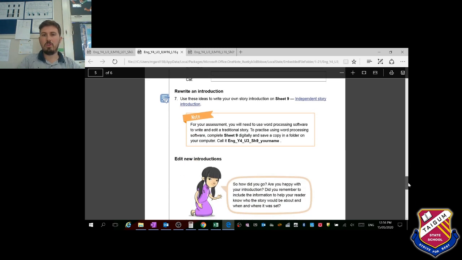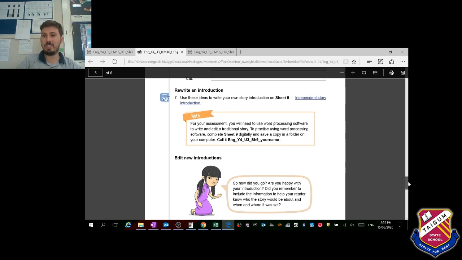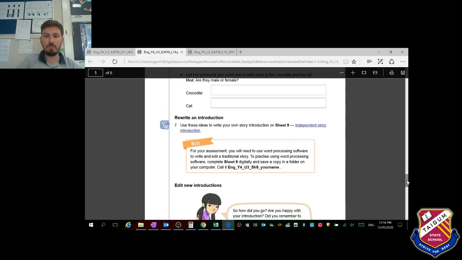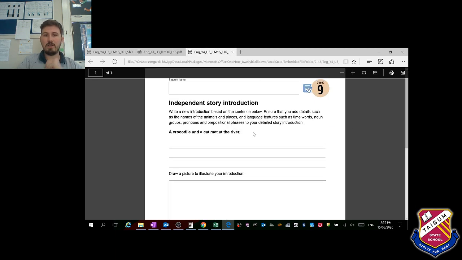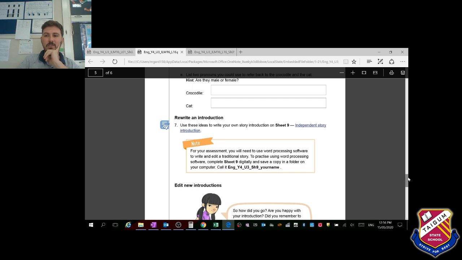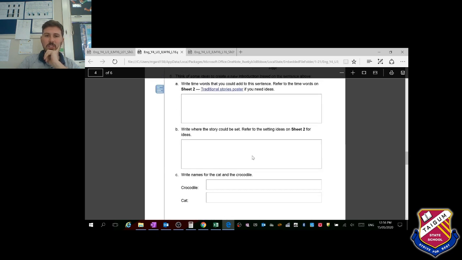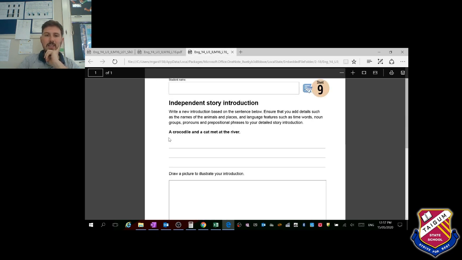Now, you've got to use these instructions to write your own introduction on sheet 9. So take all of the information you've started, go to this sheet, which is sheet 9, and write an introduction based on the sentence below that you then expanded on. So I would take this sentence that you first wrote, which is here in B, and copy it there. Then you need to add details such as the names, okay?